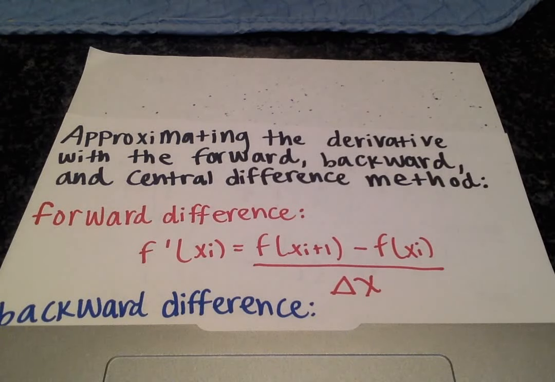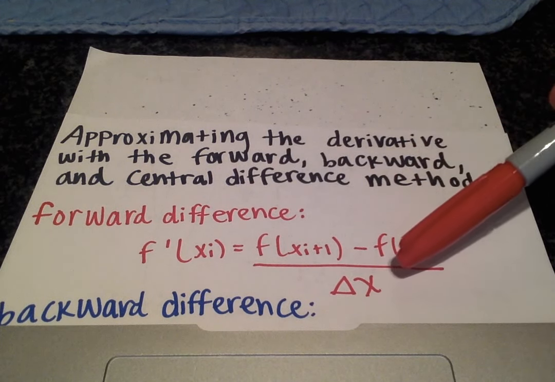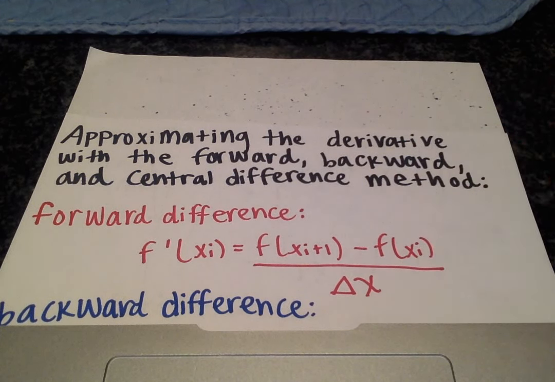Hello. Today, in this video, we'll be talking about different methods to approximate the derivative. Three popular methods are the forward, backward, and central difference method. I'll go over the subtle differences between these, but they are all basically taking two points on a graph, taking the difference of height, dividing that by the horizontal distance, which is the same as the rise over the run, aka the slope, also known as the derivative. That's what the derivative is, it's the slope.